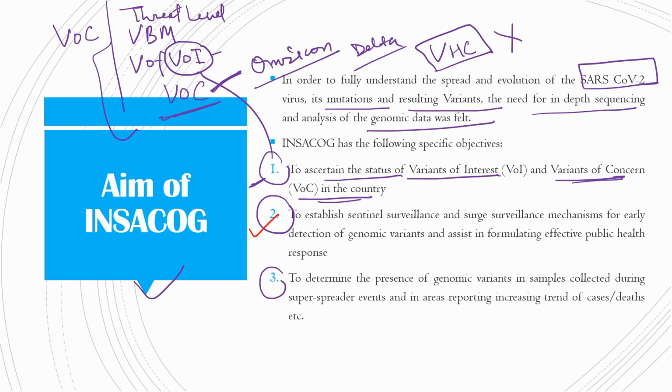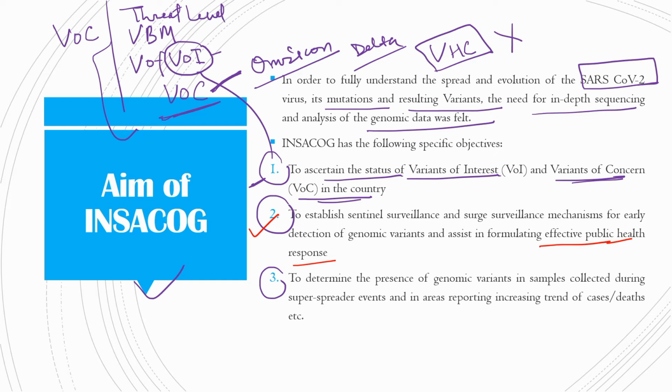Now the next is to establish the sanitary surveillance and surveillance mechanisms for early detection of genomic variants and assist in formulating effective public health response. So again, after having research on the genomic mechanism and the variants, they provide assistance to formulate effective public health response.